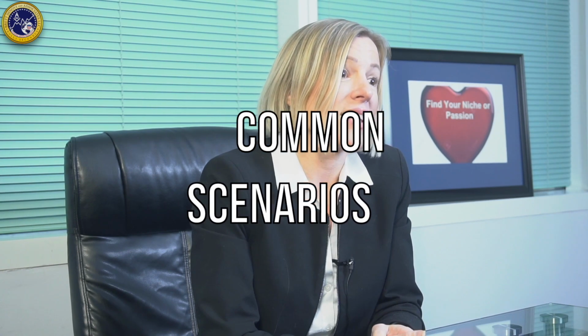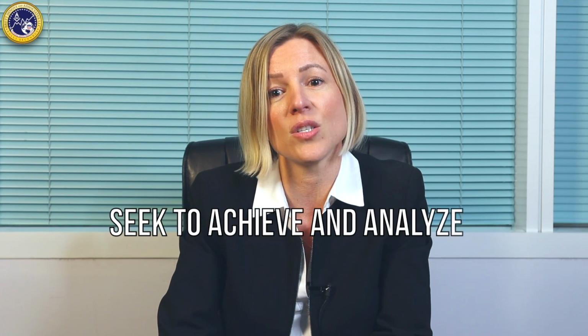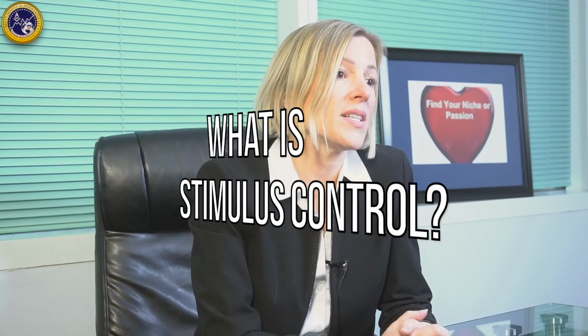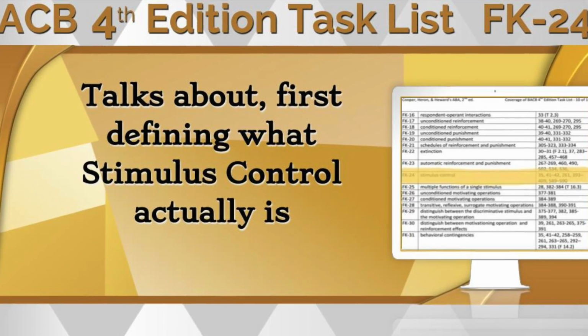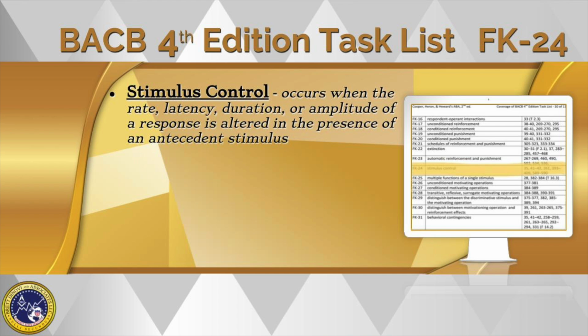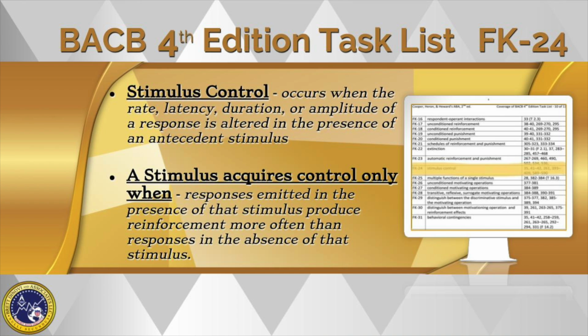Nice job, Gab. These common scenarios are examples of challenges with attaining stimulus control, which is the cornerstone of what we as behavior analysts seek to achieve and analyze. So what is stimulus control? The 4th edition BACB task list talks about first defining what stimulus control actually is. Stimulus control occurs when the rate, latency, duration, or amplitude of a response is altered in the presence of an antecedent stimulus. A stimulus acquires stimulus control only when responses emitted in the presence of that stimulus produce reinforcement more often than responses in the absence of that stimulus.